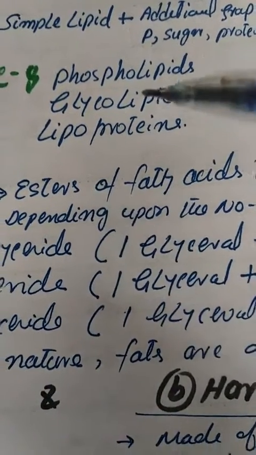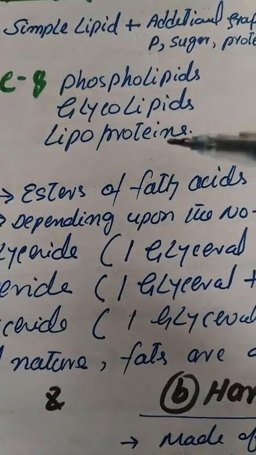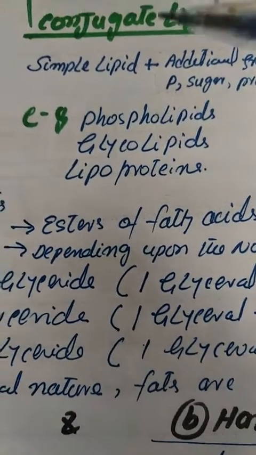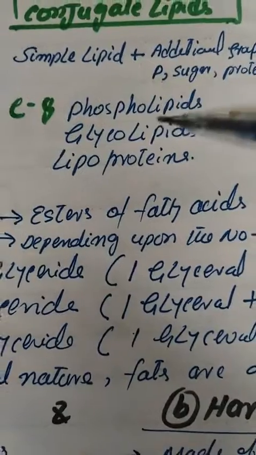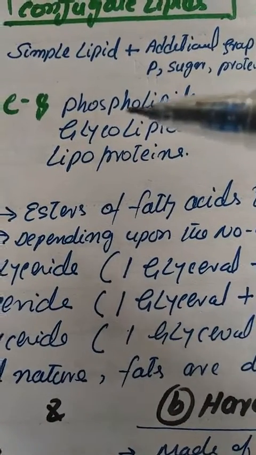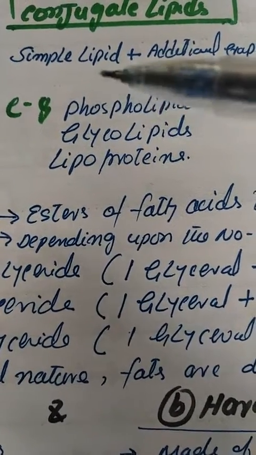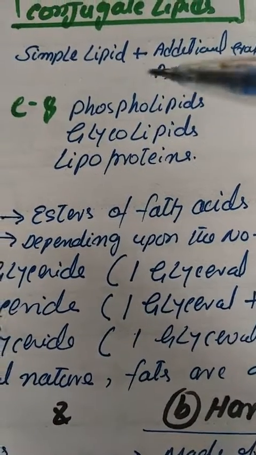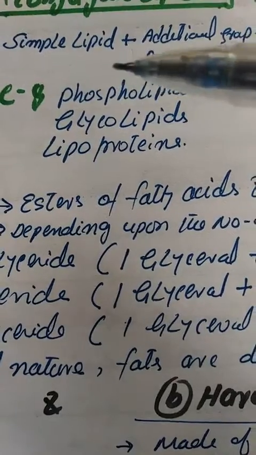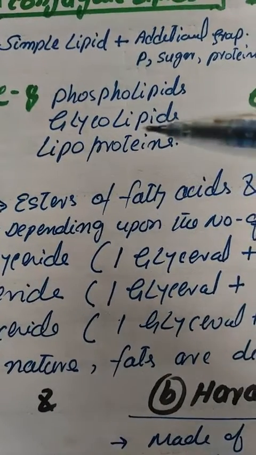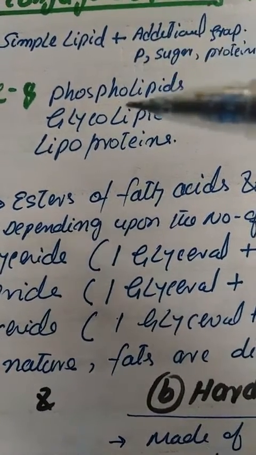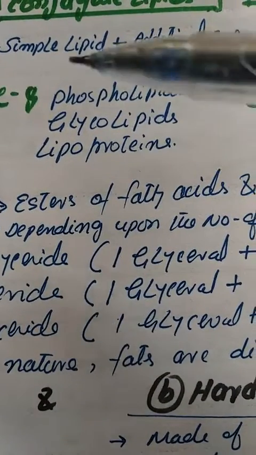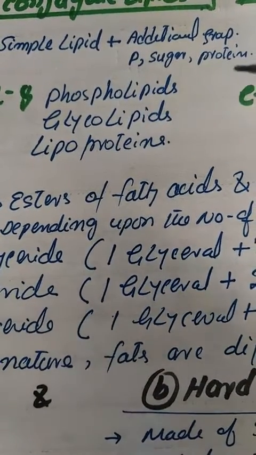and they form lipoproteins, which are actually the three examples of the conjugate lipids, that is phospholipids formed by combination of simple lipids with a phosphorus additional group, or a glycolipid formed by the combination of a simple lipid with a sugar molecule, or a lipoprotein when a simple lipid combines with a protein molecule.